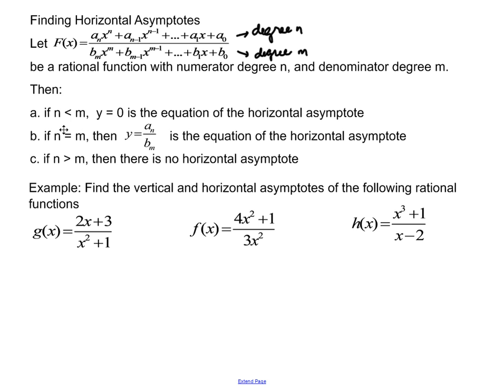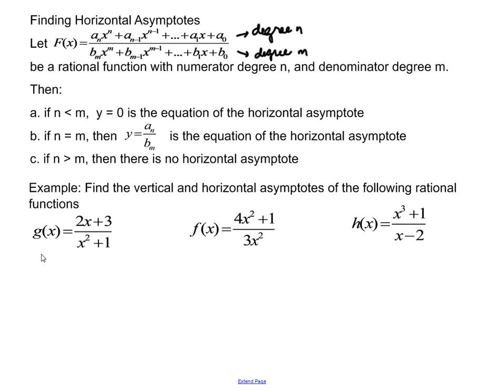So what's the test say? It says if the degree of the numerator is less than the degree of the denominator, then our horizontal asymptote will be the line y equals 0. Yes, always. So for example, let's look at g of x.